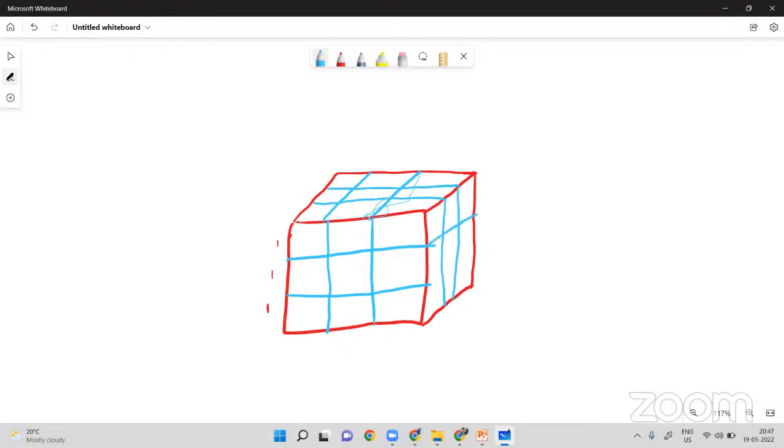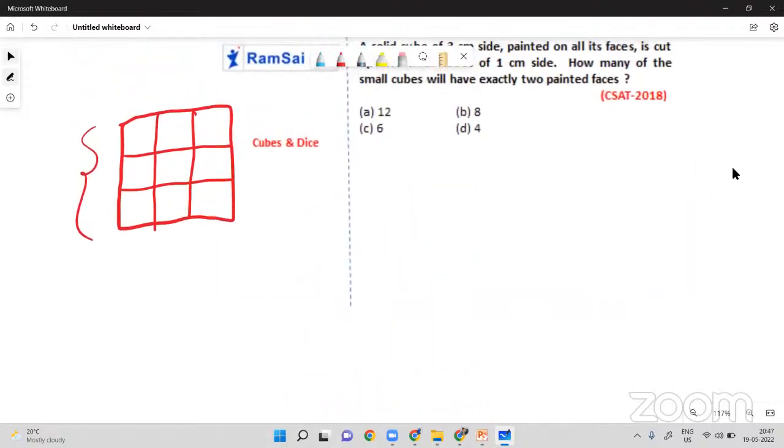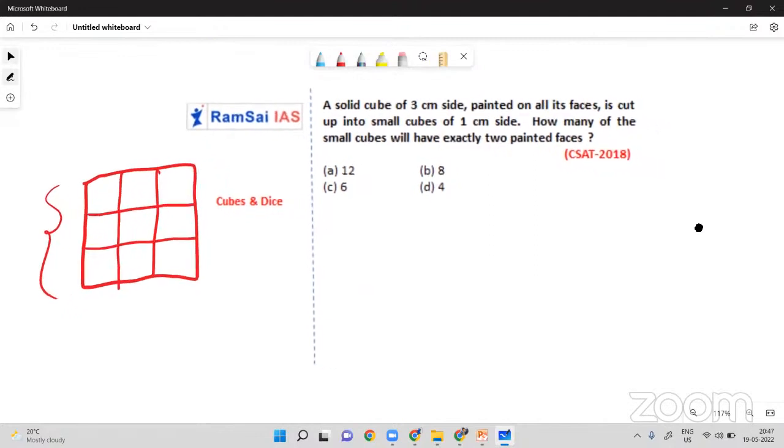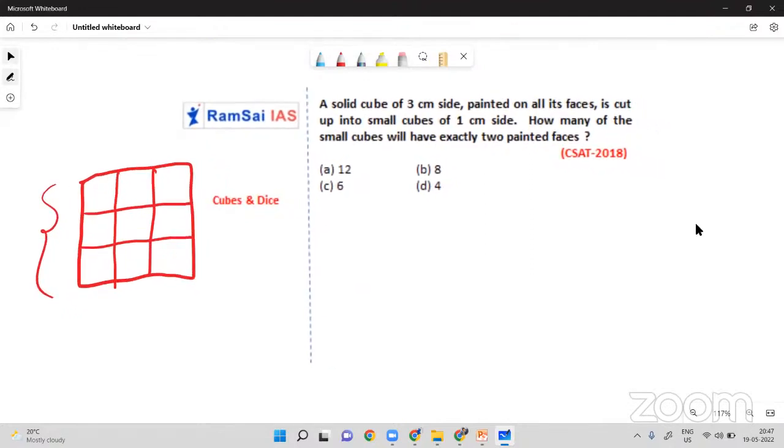It's a type of Rubik's cube only, right? So this is a 3 by 3 cube, but they cut it into 1 centimeter cubes. And now they painted the 6 sides with 6 different colors. Or else with the same color, what happens? Same color or all 6 different colors, okay, they painted. Now they cut it into 1 centimeter cubes.